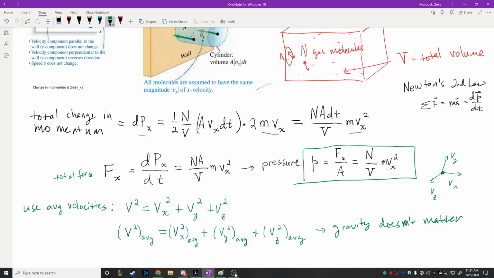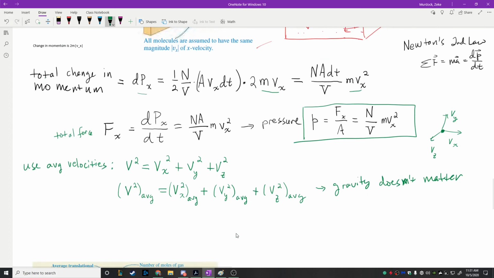There is no preference between x, y, and z, which means it should be the case that when we average over the x velocities squared, there's no reason why this should be any different than averaging over the y velocities squared or averaging over the z velocities squared. All of these should be equal to each other.